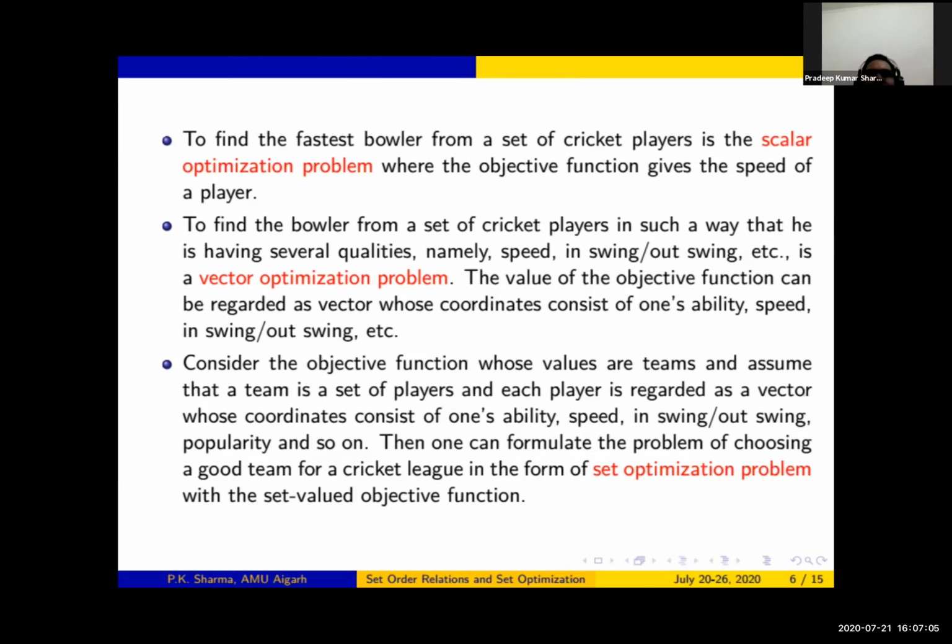Now, if we consider the objective function in such a way that the values of the objective function are teams, and assume that a team is a set of players and each player is a vector whose coordinates consist of one's ability, stamina, speed, in-swing, out-swing, popularity, and many other properties, then the problem of finding a good team from a set of teams or from a cricket league can be modeled as a set valued optimization problem.